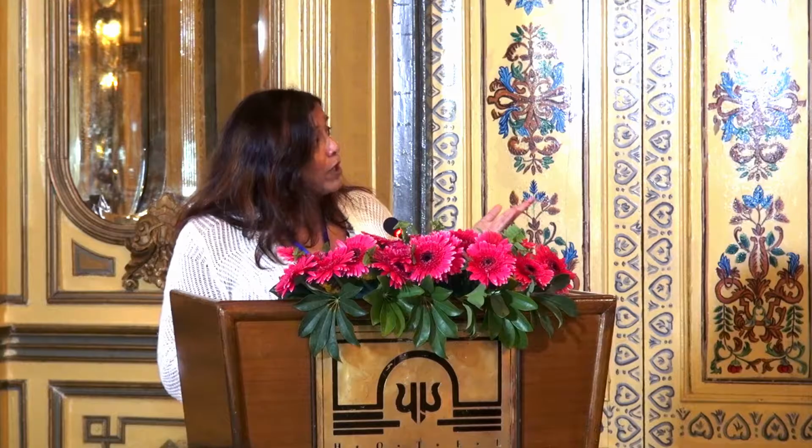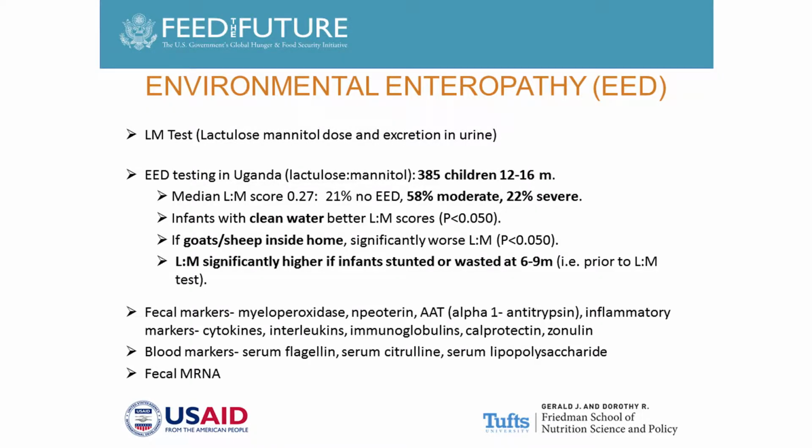And essentially what she also found was the LM score was significantly worse in infants who were wasted or stunted. So we cannot explain causality here because this was just a one-time point measurement, but what it's telling you is that these kids who were already stunted or wasted had a presence of EED at a much higher level than the kids who were not stunted or wasted.